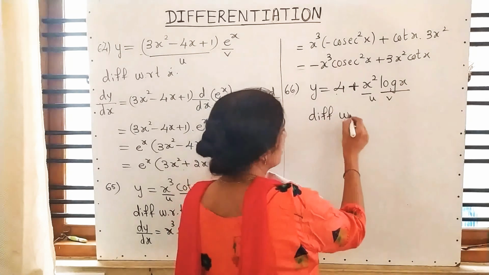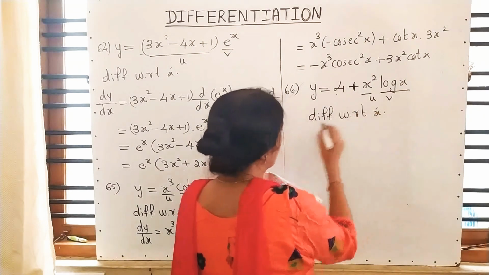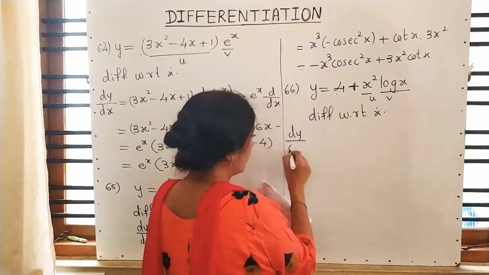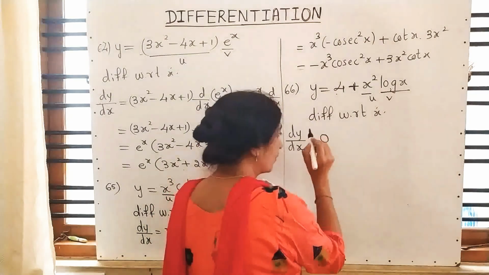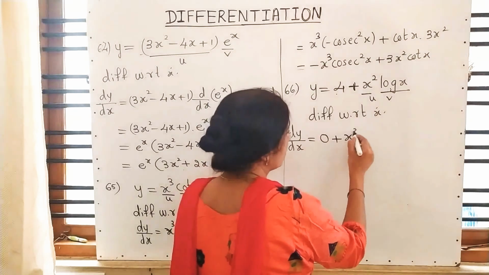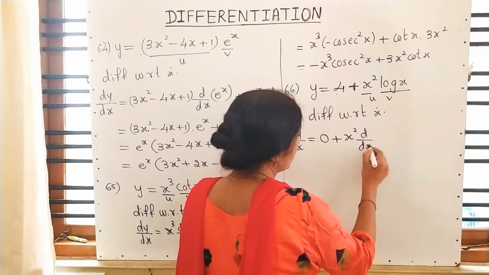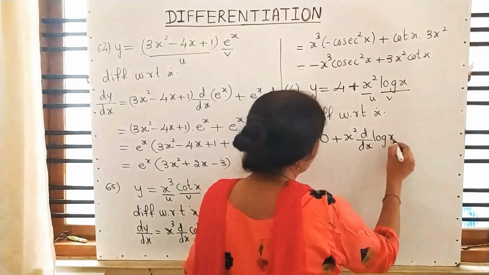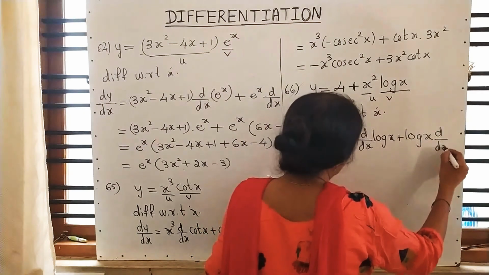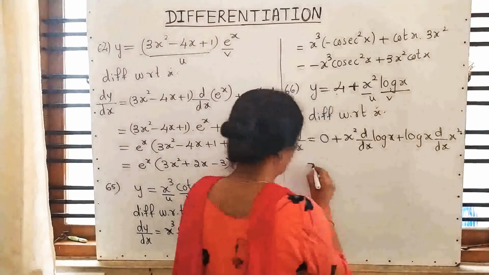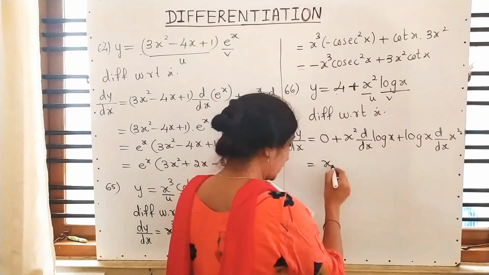Differentiating with respect to x, dy upon dx. Tell me, what is the differentiation of 4? 4 will be 0. Plus x square into differentiation of log x, plus log x into differentiation of x square. So 0, no need to write that. x square as it is.